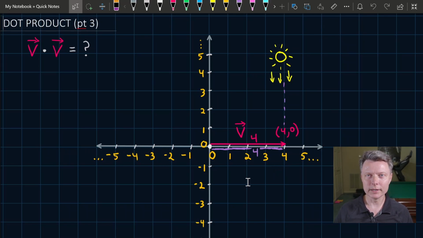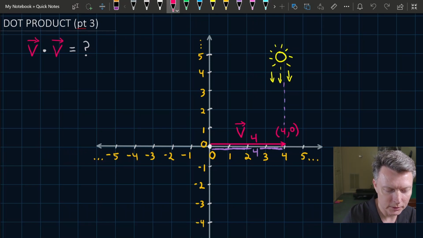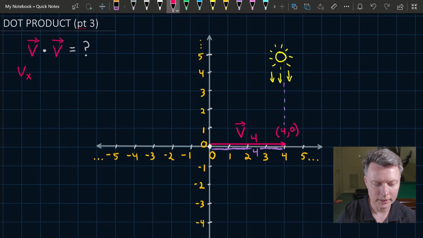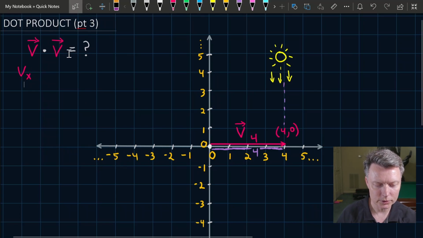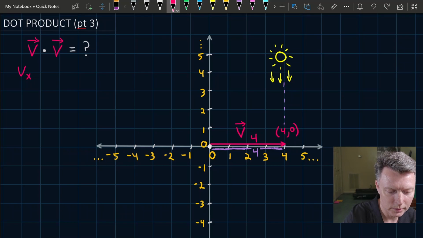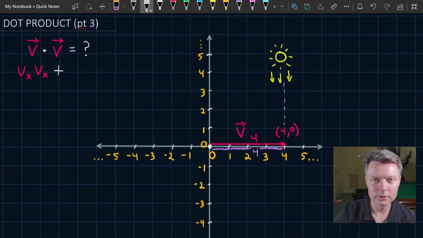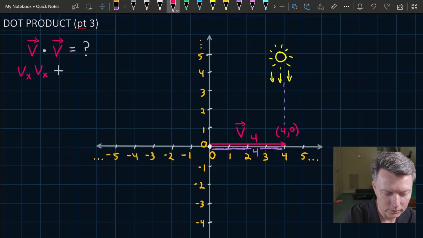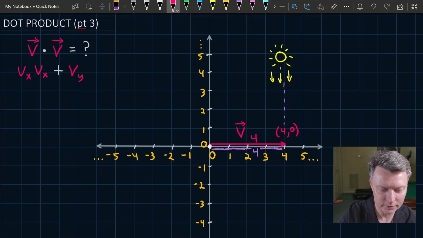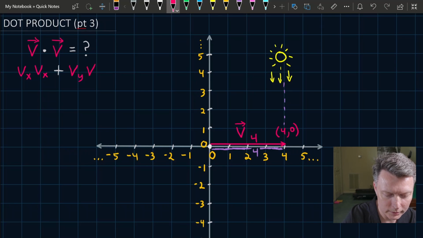So let's go ahead and write out the dot product of vector v and itself. Recall we take the x component of the first vector times the x component of the second vector, which is again vector v. So we just do times vx again. Next comes the addition symbol. And now we do the same for the y components. So the y component of the first vector, which is vector v, times the y component of the second vector, which is also vector v. So we just do vy again.